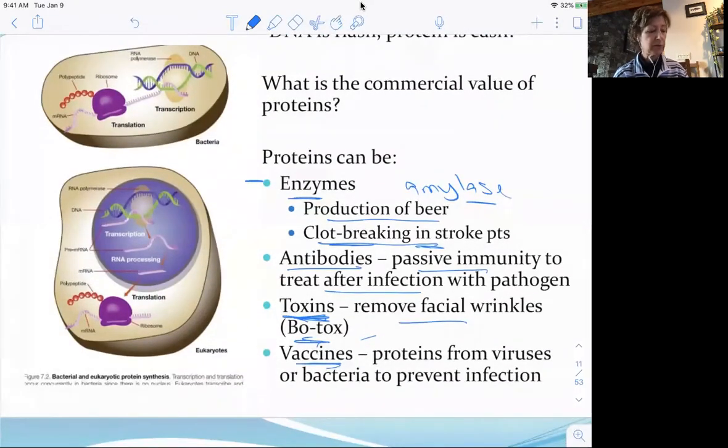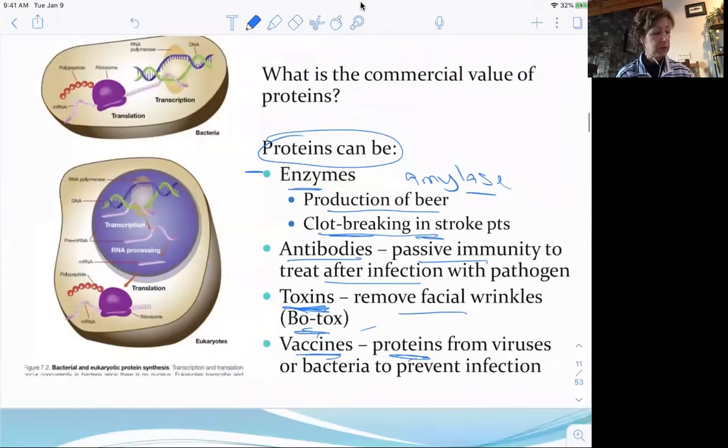And then we have lots of different vaccines that are made up of proteins that are produced from viruses or bacteria. And again, this is in tissue culture. So you can see there's many areas in both pharmaceuticals and other applications for these proteins.